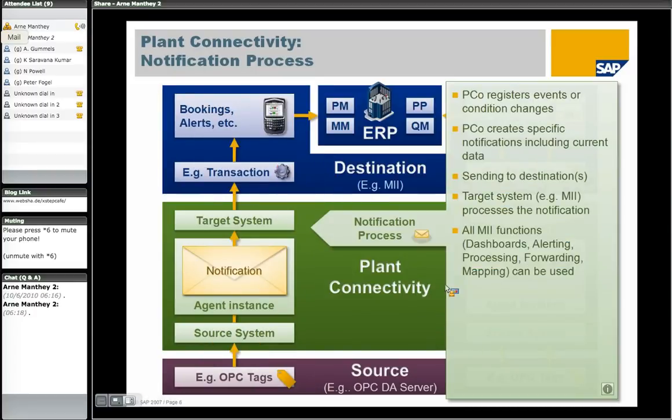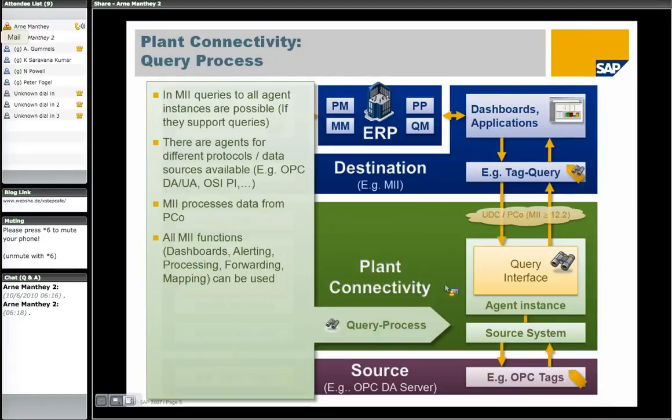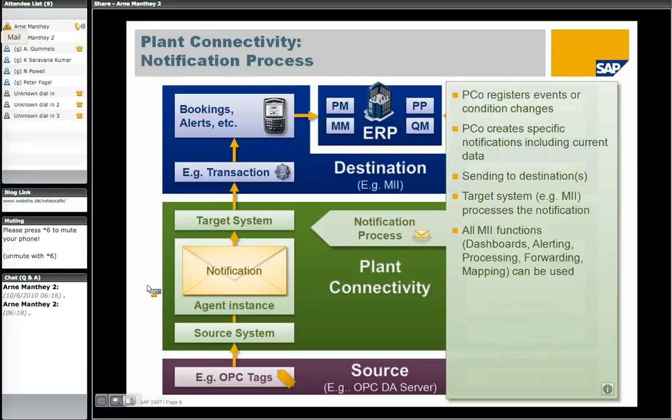And the second, by the way, this query process is new to this version, PCo 2.1. Before, PCo 2.0 could only support the notification process. And what that means is you set up one or more notifications, which have a trigger. I will explain that in more detail in the next slide. And then the notification is sent to a target system once the trigger is met, and then a transaction is called, which does whatever bookings or alerts in, for example, MII or SAP ME.